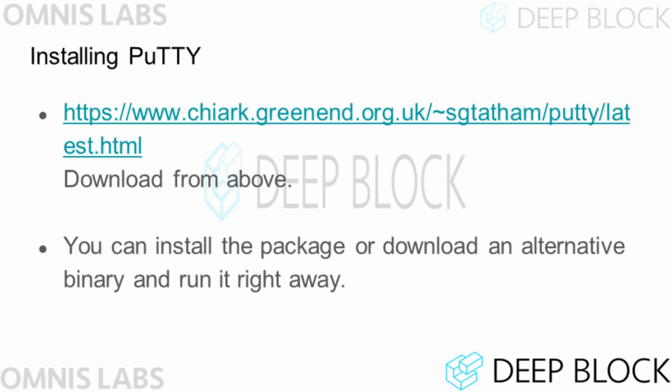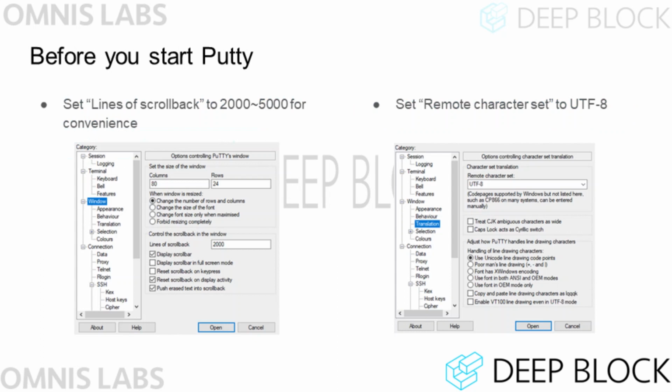PuTTY can be downloaded and installed from the following link. You can use the installer to install it, or you can download the portable version and run it right away. When you launch PuTTY, you will see a screen similar to the one in the slide. First, set lines of scrollback to 5000 in the window category. Then, set the value of remote character set to UTF-8 as shown in the second picture.